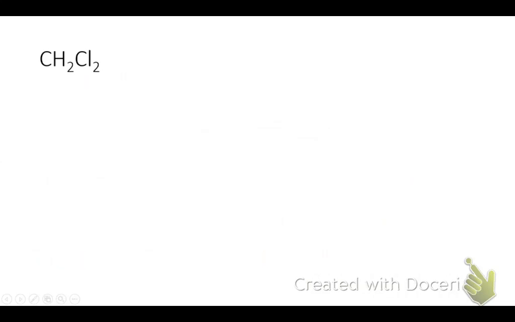So let's go ahead and just do an example. In this case, I chose CH2Cl2. Alright? So like I said, the first task is to draw the Lewis structure. Do you see how it has more than 2 atoms? So we need to draw the Lewis structure. So carbon is always in the center.